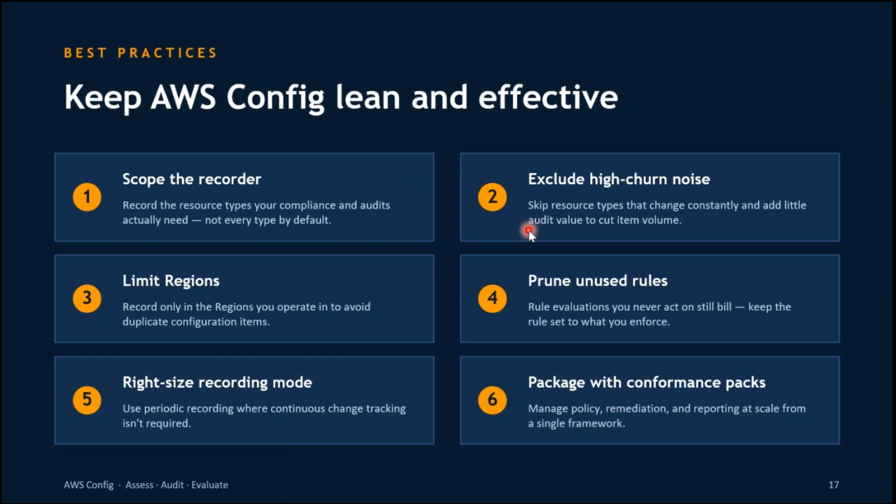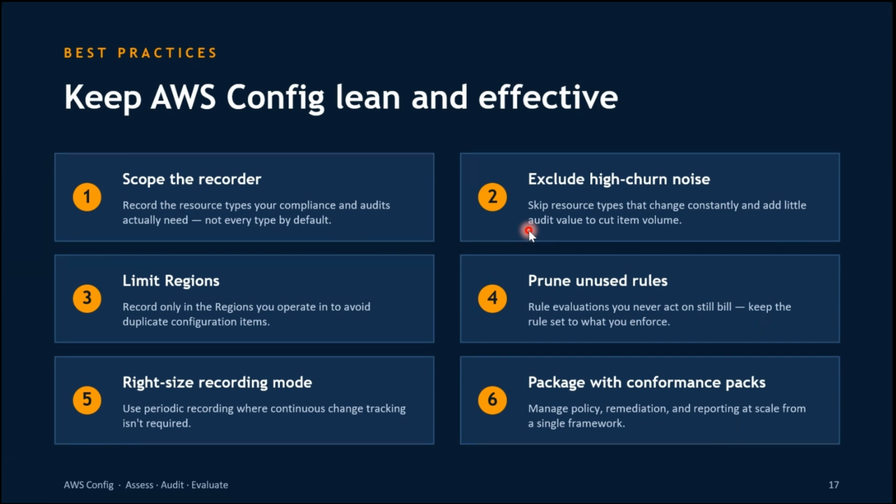So always scope your recorder. Don't record all the resources because that is not really needed. Record the resources that you really need. Audit the resources which are needed by your organization. Don't configure it wide open for all the resources. That is not a good practice. And exclude the high churn noise resources. If you know these resource types are continuously changing and someone is continuously modifying some of the resources, try to avoid those particular high churn noise resources. Limit it to the region where exactly you are operating. Don't enable it in all the regions.